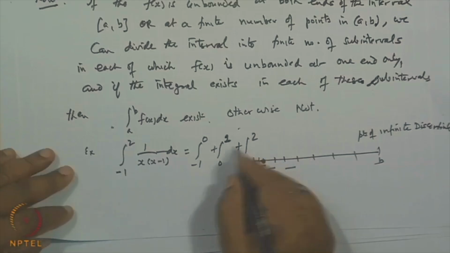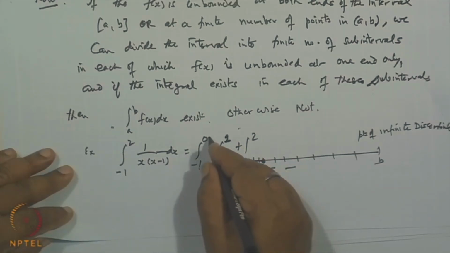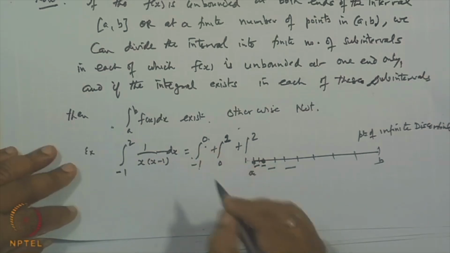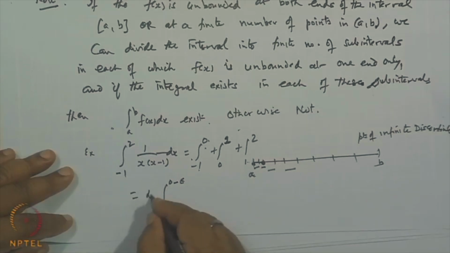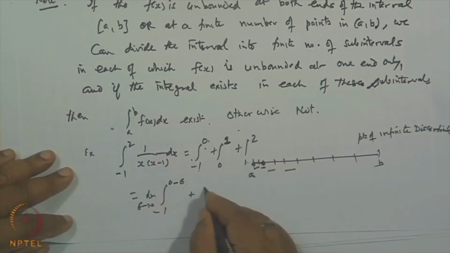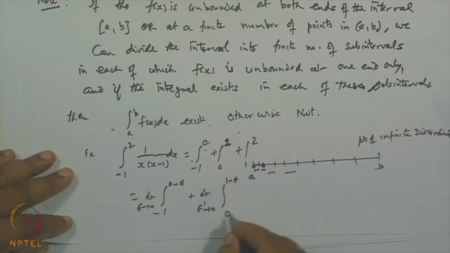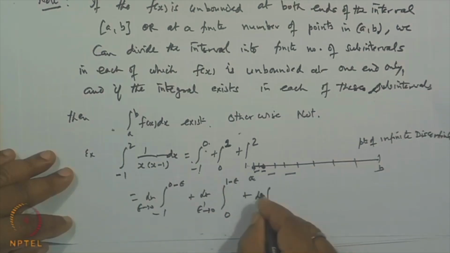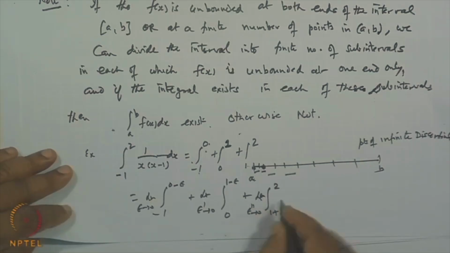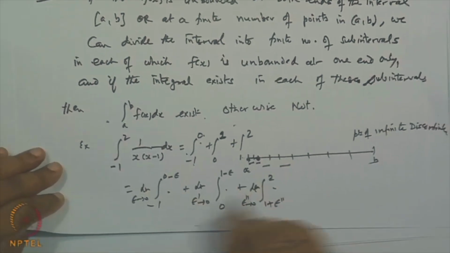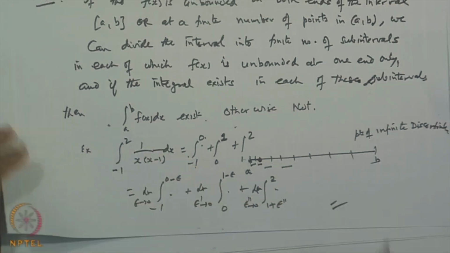Okay. So, what happens is here we take the minus epsilon, here we take the plus epsilon, and in that case 0 minus epsilon and then epsilon tends to 0. So, this is the same as the integral from minus 1 to 0 minus epsilon, limit epsilon tends to 0, plus limit epsilon dash tends to 0 of the integral from 0 to 1 minus epsilon dash, and then limit epsilon double dash tends to 0 of the integral from 1 plus epsilon double dash to 2, and thus we see the value. If the integral exists for all the three, then this integral will exist, otherwise not. So, this is what we get.